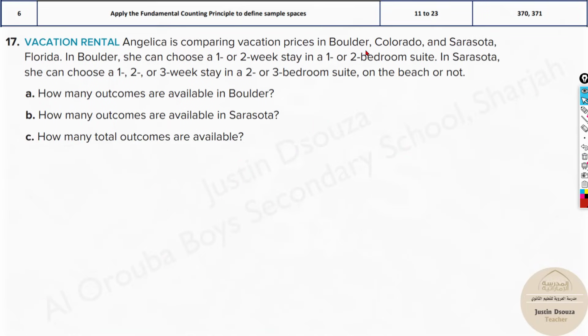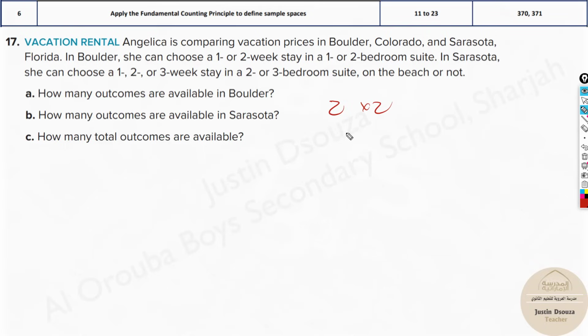Angelica is comparing vacation prices in Boulder, Colorado. This is the same place. Boulder is in Colorado itself. And Sarasota in Florida. In Boulder, she can choose a 1 week or 2 week stay in a 1 or 2 bedroom suite. In Sarasota, she can choose a 1, 2, or 3 week stay and a 2 or 3 bedroom suite. So on the beach or not, even there's an option of beach or not. So how many outcomes are there in Boulder? Let's do Boulder first. Boulder is having 2 week choices for the stay and 2 bedrooms. It's just 4. That's it.